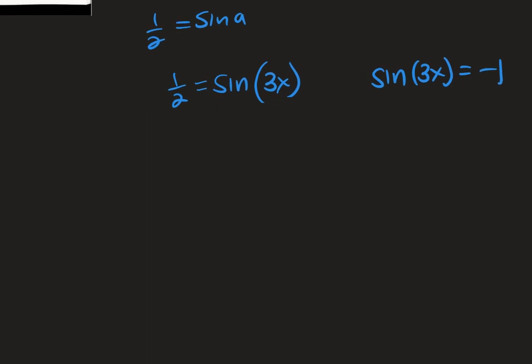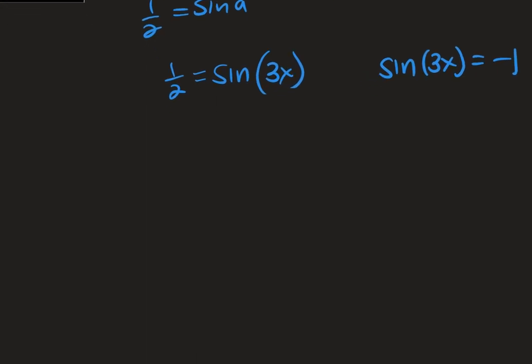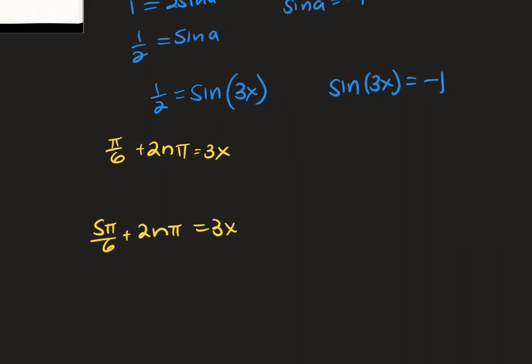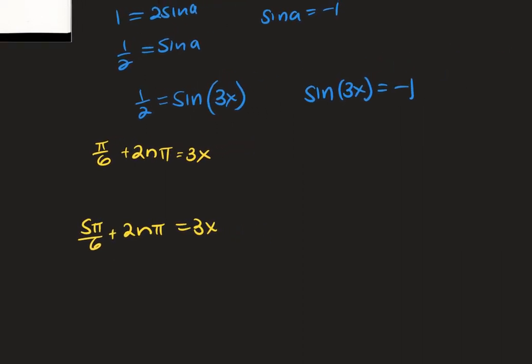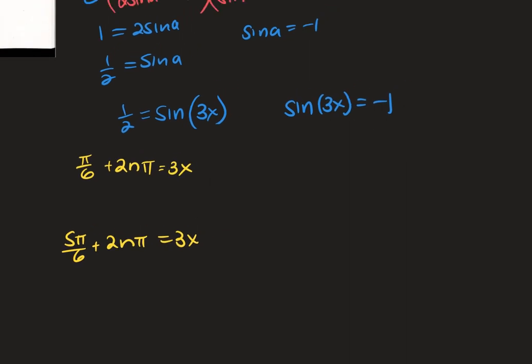So sine is 1/2 where? That's a really good question. Pi over 6 plus 2n pi. Where else? Five pi over 6 plus 2n pi. Okay, no, then it's negative. Now it's negative. No, then it's negative. You need it to be positive. Where is sine negative 1?